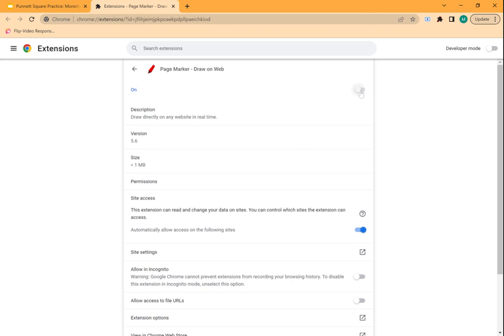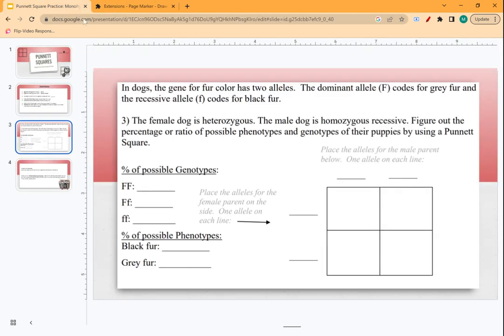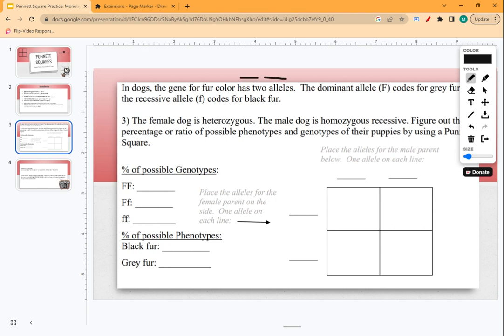study guide. Sometimes the page marker doesn't want to work with me, but I think I've got it back on. Yep. All right. So this question was asking that in dogs, fur color has two alleles. So again, two alleles. The dominant allele, F, so let's do red, codes for gray fur. So the dominant allele is big F for gray. And then green, we can say the recessive allele is a lowercase f for black fur.